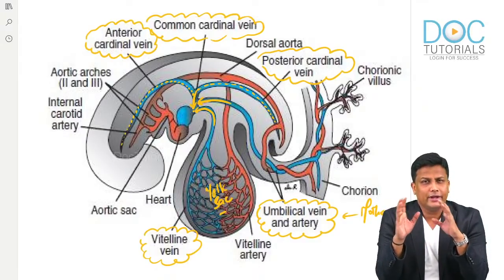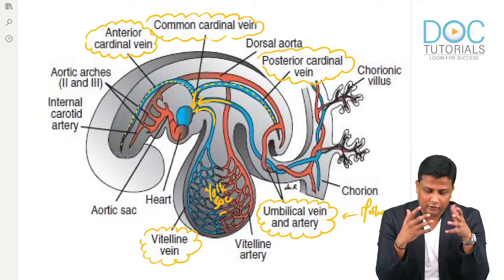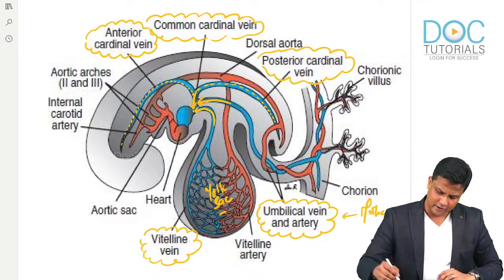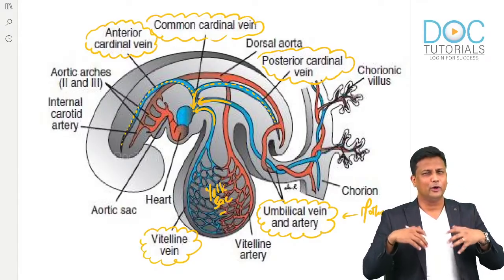Now, I'm not going to go into detail about the umbilical vein and vitelline vein. Now, let's think about the cardinal vein right now, sir. The cardinal vein is going to collect the blood from the entire body wall of the embryo.